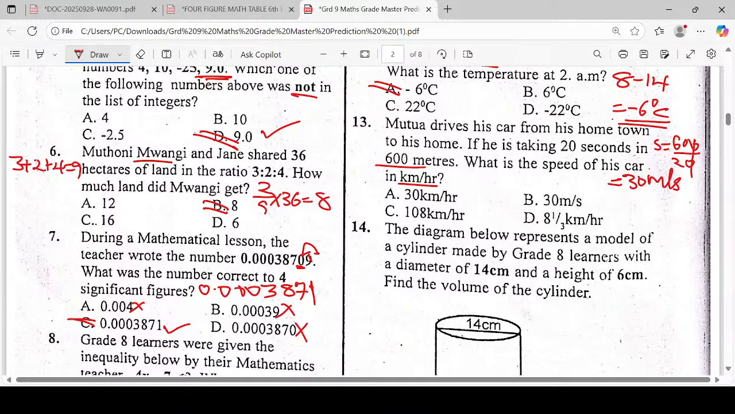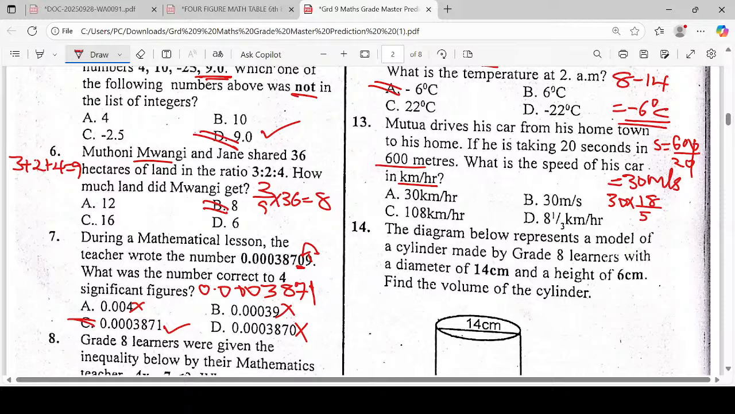It's also among the options, but remember we've been told the speed in kilometers per hour. So you have to change the speed to kilometers per hour. How do you change meters per second to kilometers per hour? Take your speed in meters per second, that is 30, then multiply it by 18 over 5. So I'll have 30 times 18 over 5.